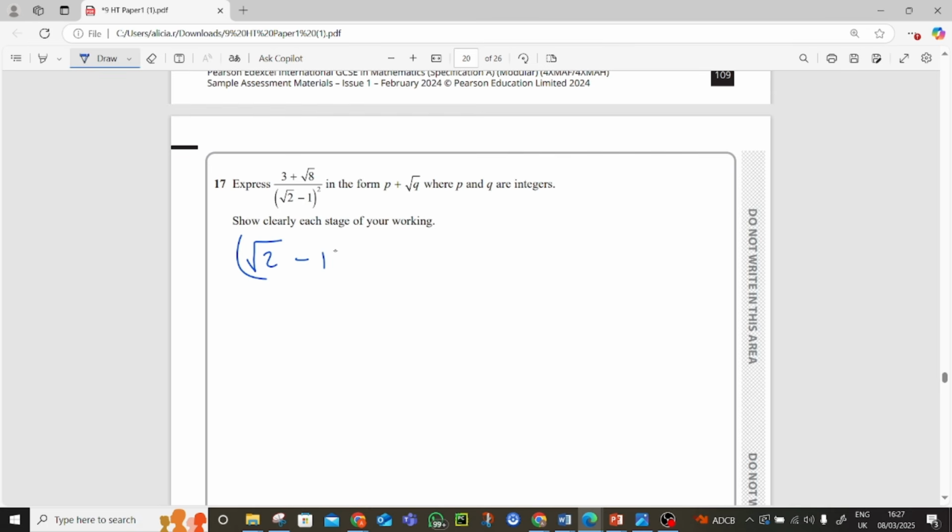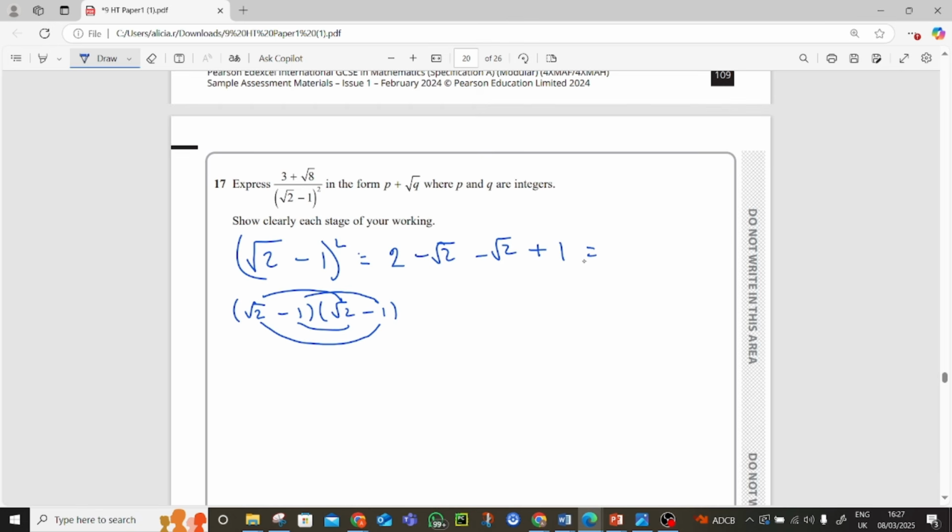Root 2 minus 1 all squared. Let's just work out what this is. Root 2 minus 1 squared is root 2 minus 1 times root 2 minus 1. So root 2 times root 2 is 2. Minus 1 times root 2 is minus root 2. Minus 1 times root 2 is minus root 2. And then lastly, minus 1 times minus 1 is plus 1.